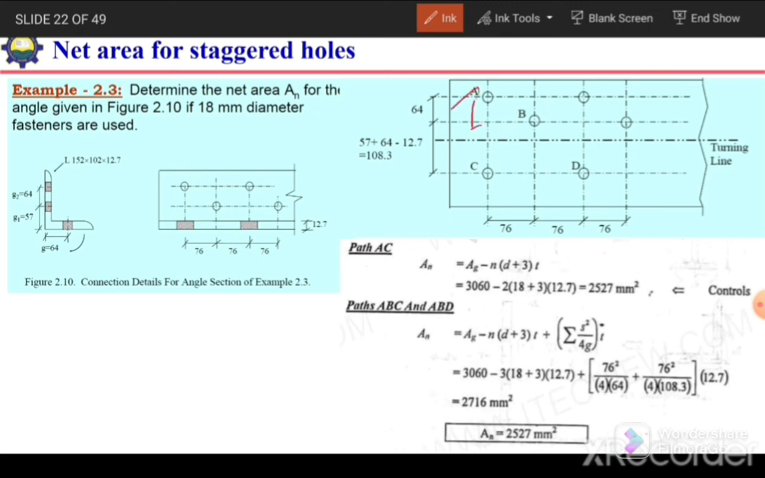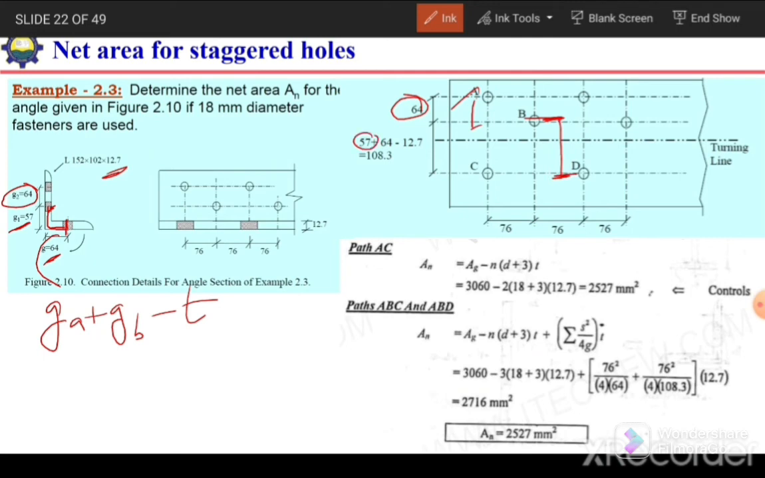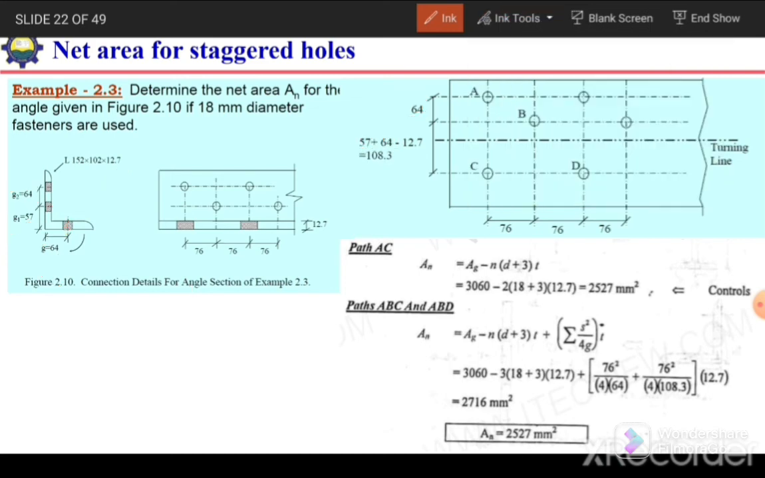So ultimately the shape will be like this, and the gauge distance between these two lines is shown over here, which is 64. But the distance between this bolt and this bolt should be measured from the center line between these two bolts, and we have seen in the previous slide that this is equal to GA plus GB minus T. So GA plus GB minus the thickness, which is 12.7. So the distance between the center line of this bolt and the center line of this bolt will be GA plus GB minus D. So 108.3 will be the gauge distance between these two lines of bolts.